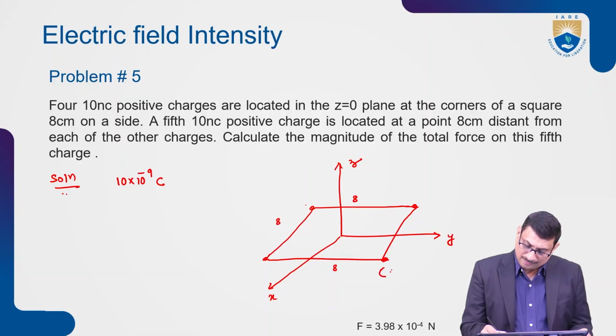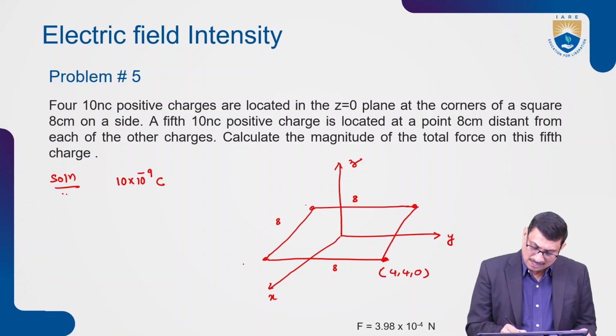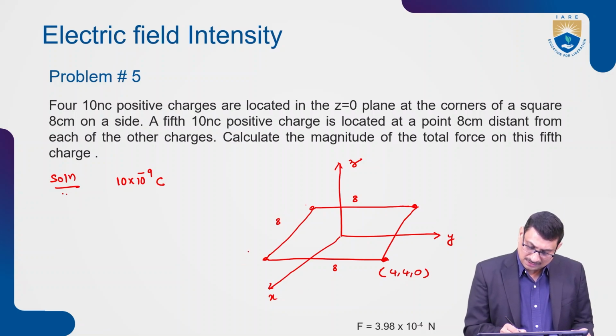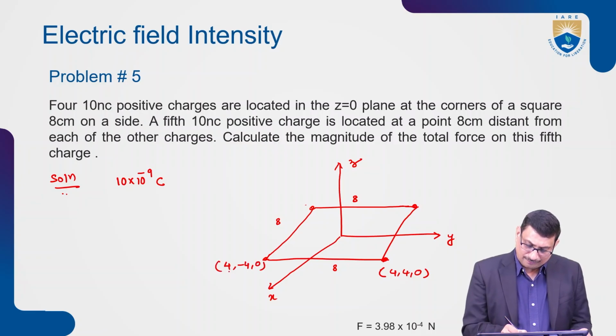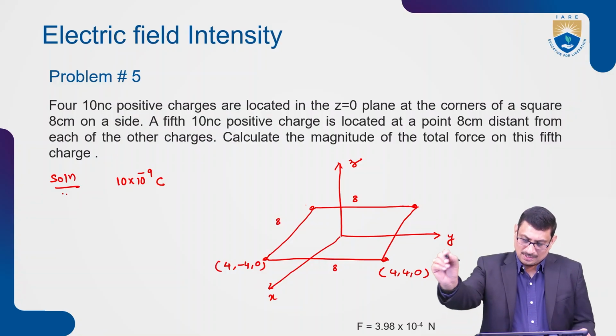If this point is 4 comma 4 comma 0, as I assume, and this point is on the negative side, therefore it is 4 comma minus 4 comma 0. So if I calculate the distance here, square root of (x2 minus x1) squared plus (y2 minus y1) squared, therefore 4 minus 4 is 0, 4 plus 4 is 8 squared, and this is 8. Okay, it is suitable now.